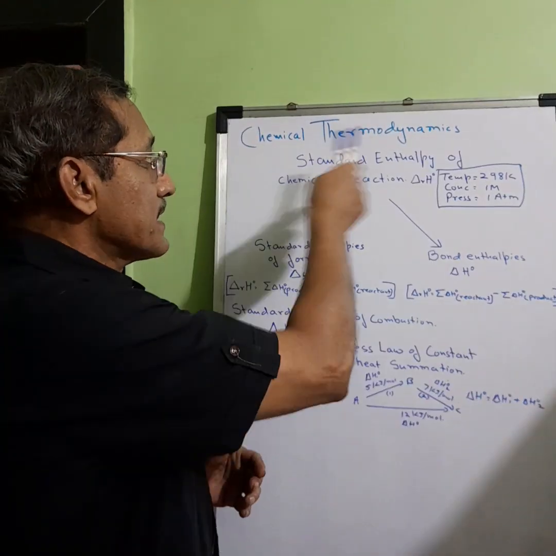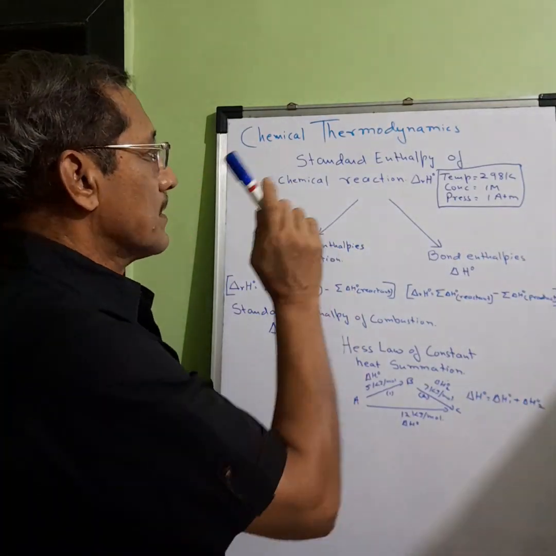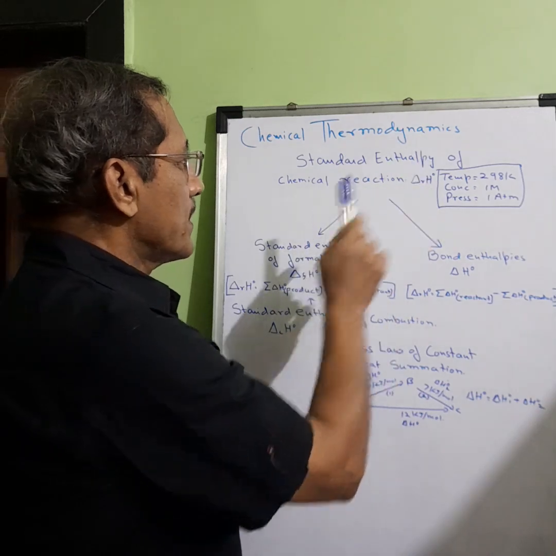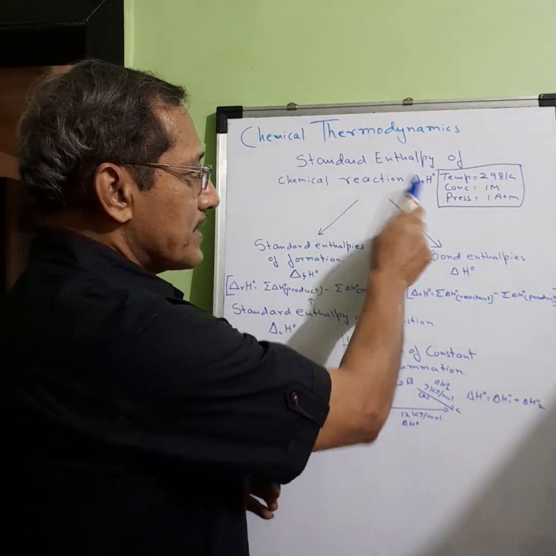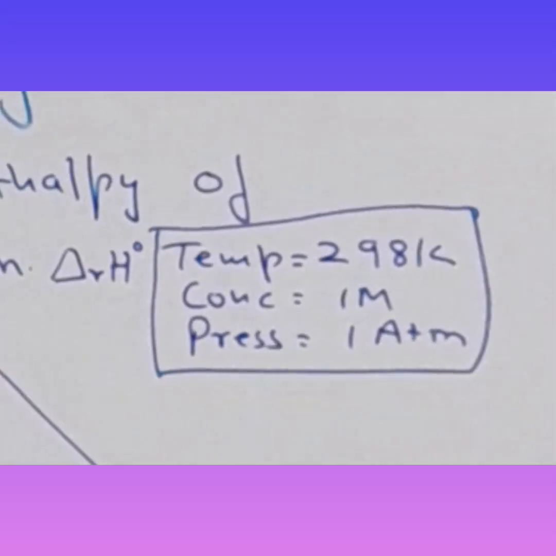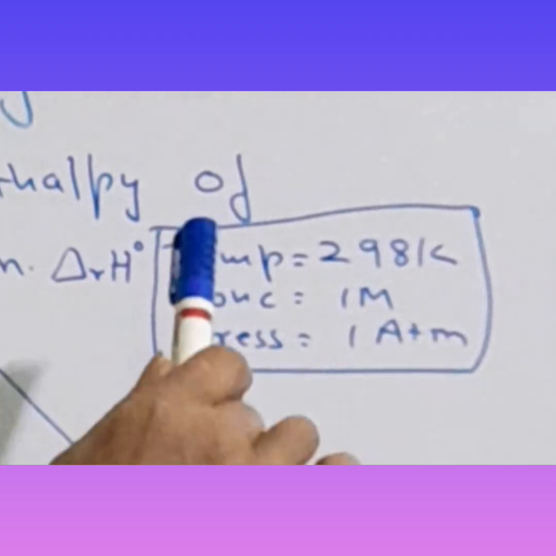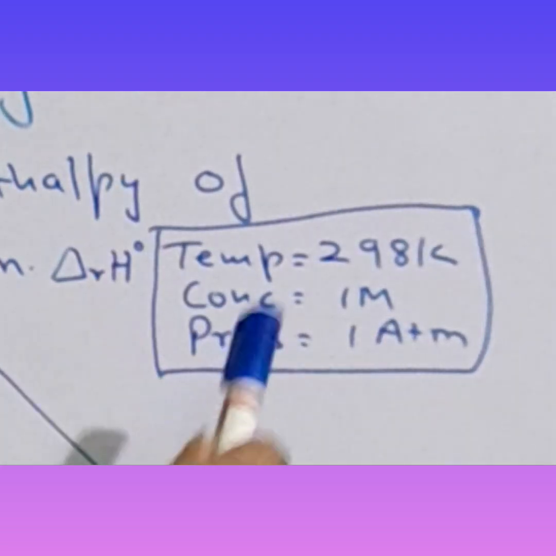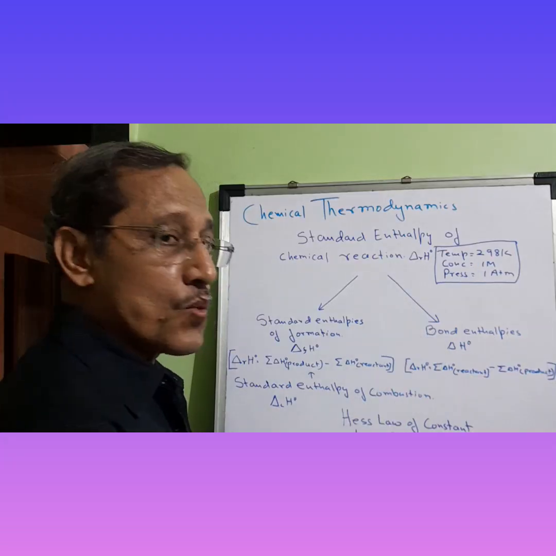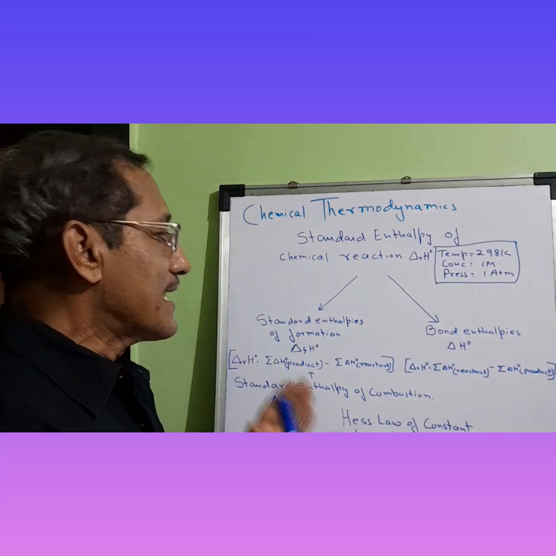Okay guys, let's progress in chemical thermodynamics. Now we are talking about standard enthalpy of chemical reaction, which is represented this way. Alright. Now what are the standard conditions? Standard conditions are temperature 298 K, concentration 1 molar and pressure 1 atmosphere. We call it standard condition.